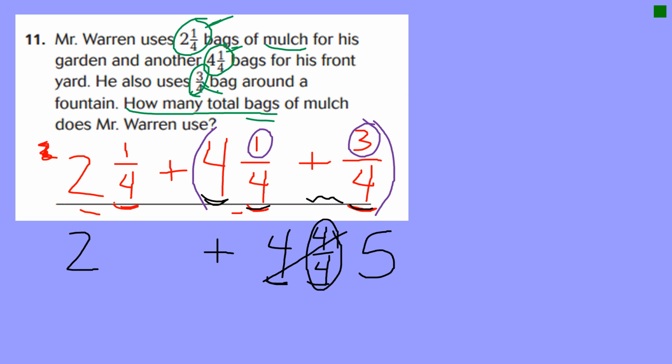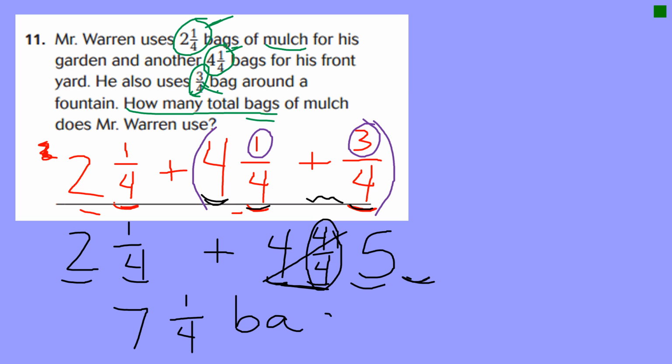And then, of course, this. We can't forget about that, right? So 2 1/4 plus 5. Well, 2 plus 5 is 7. And then we have our fraction just hanging out there. 5 doesn't have a fraction because we took care of that, right? 7 1/4 bags.